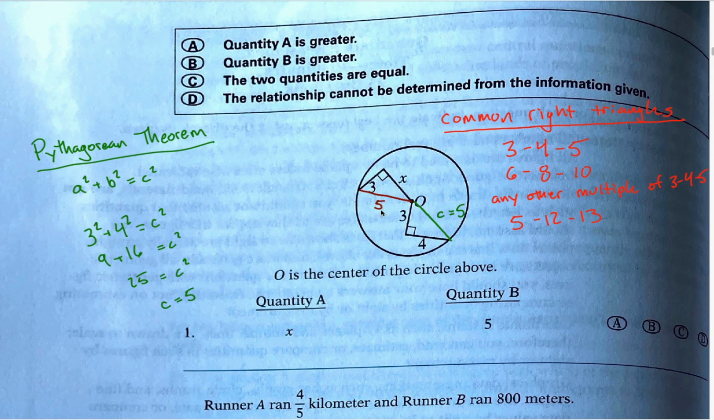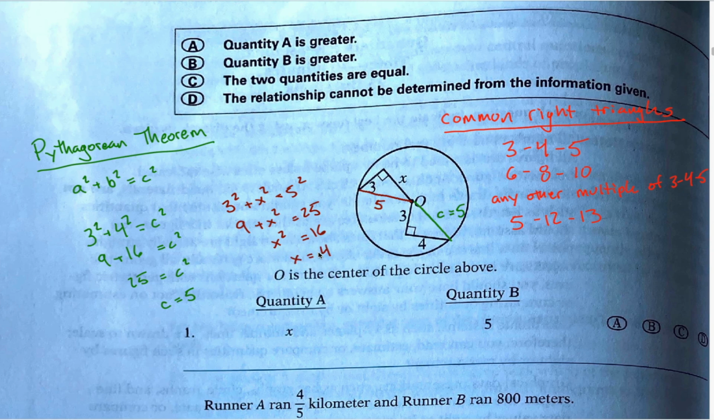And as I already mentioned, the c is equal to 5. So I got 3 squared plus x squared is equal to 5 squared. And then I just solved this equation for x. 3 squared is 9. 5 squared is 25. If I subtract 9 from both sides of the equation, I got x squared equals 16. Taking the square root of both sides, I got x equals 4.